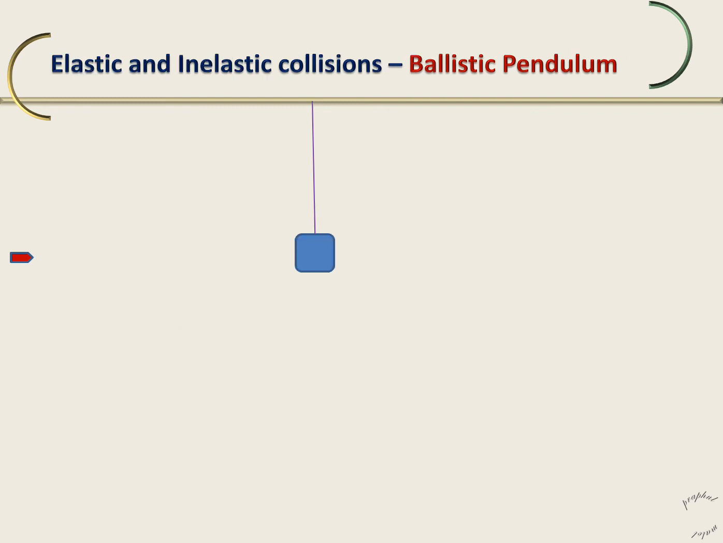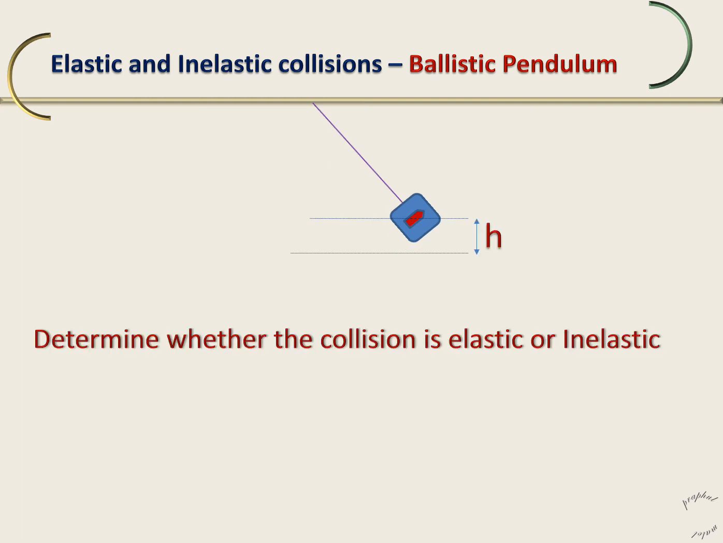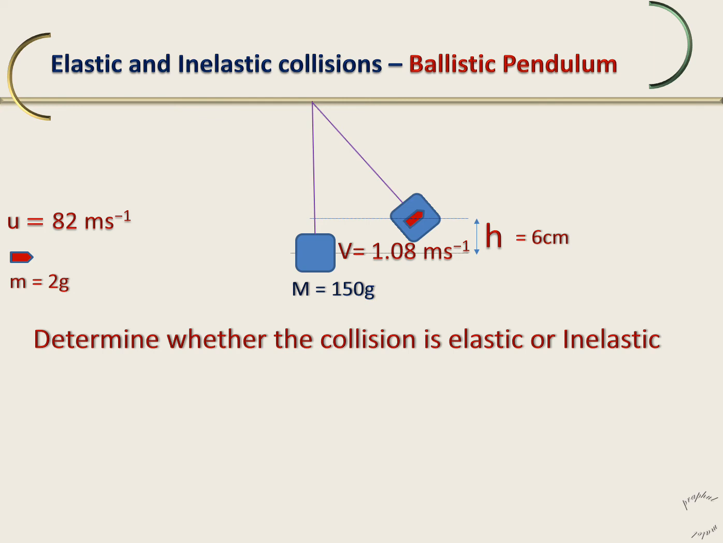I'm going to use the same example to check whether the collision was elastic or inelastic, meaning whether the kinetic energy was conserved in the collision or not. I can use the values we calculated before. I know the values of masses of block and bullet, the height, the initial speed of the bullet we just found, and the final speed of the bullet and the block together, also calculated. So we know all these values, and I'm going to check whether it's elastic or inelastic.